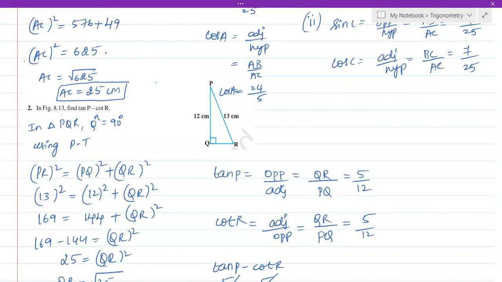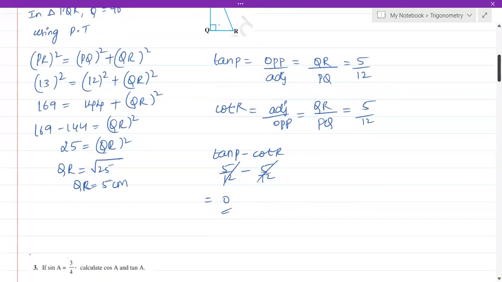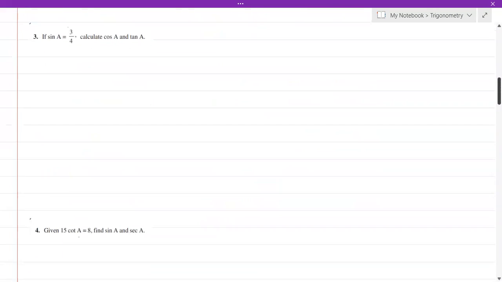In the next case, it is cot R. So the angle is at R. So if the angle is at R, the opposite side becomes PQ, adjacent side becomes QR. So what is cot? Cot is adjacent by opposite. So it will become QR by PQ. So again, QR by PQ is 5 by 12. So if you subtract 5 by 12 minus 5 by 12, we get the answer as 0. Okay, let's get into the next question.